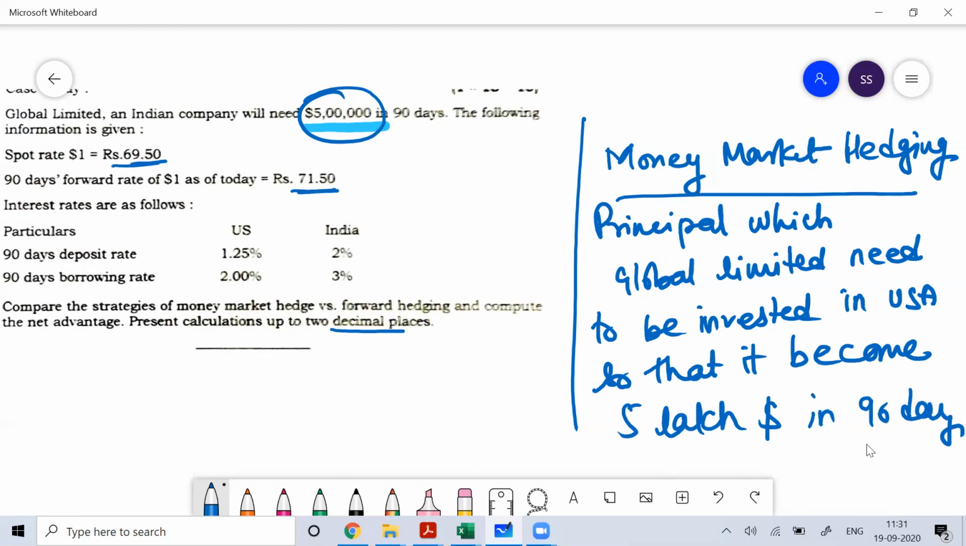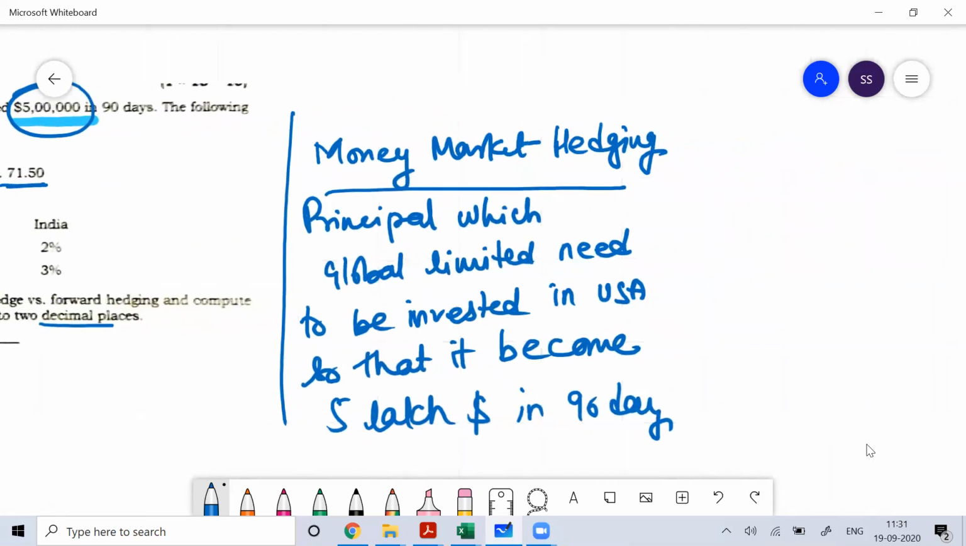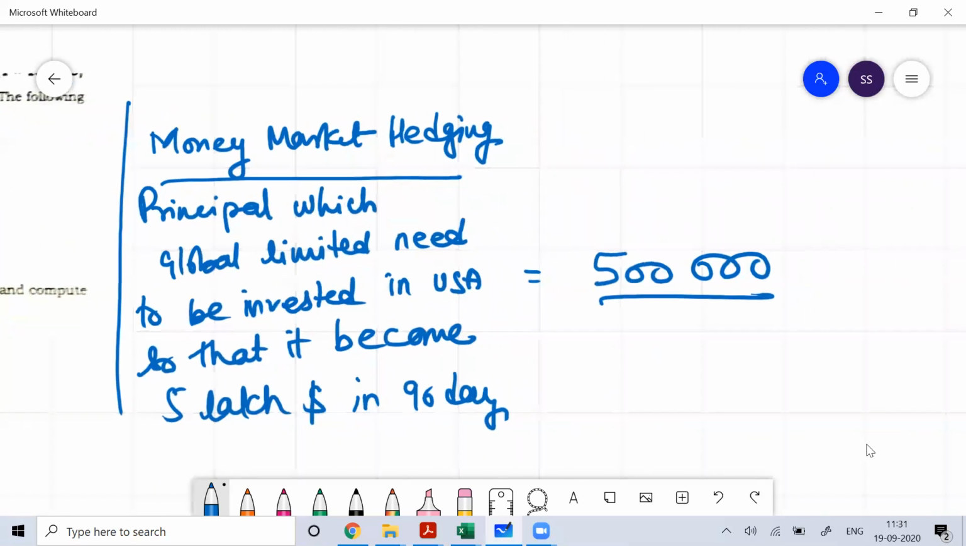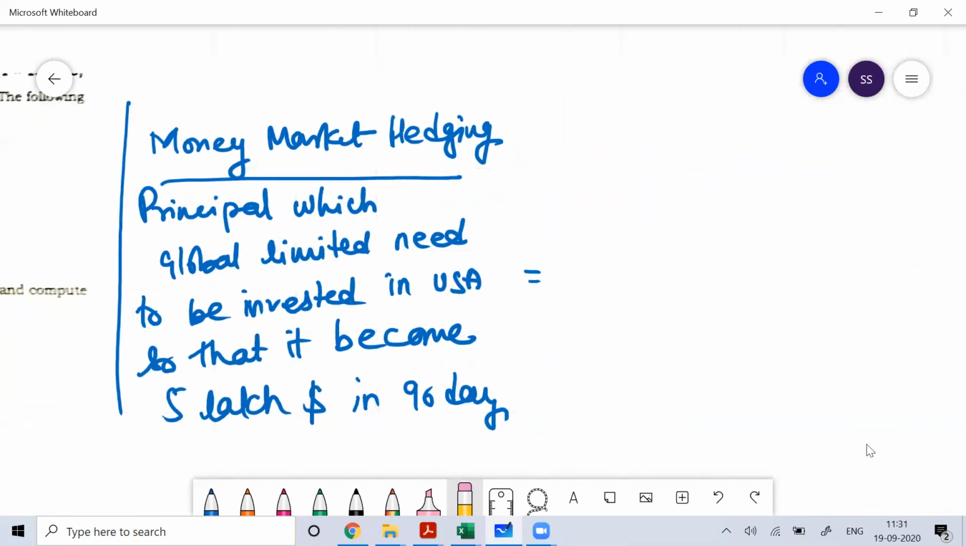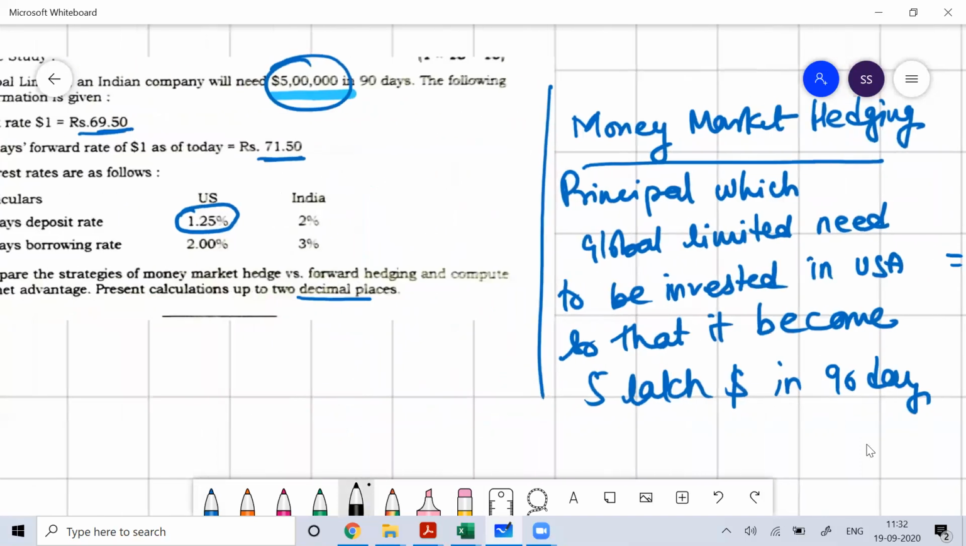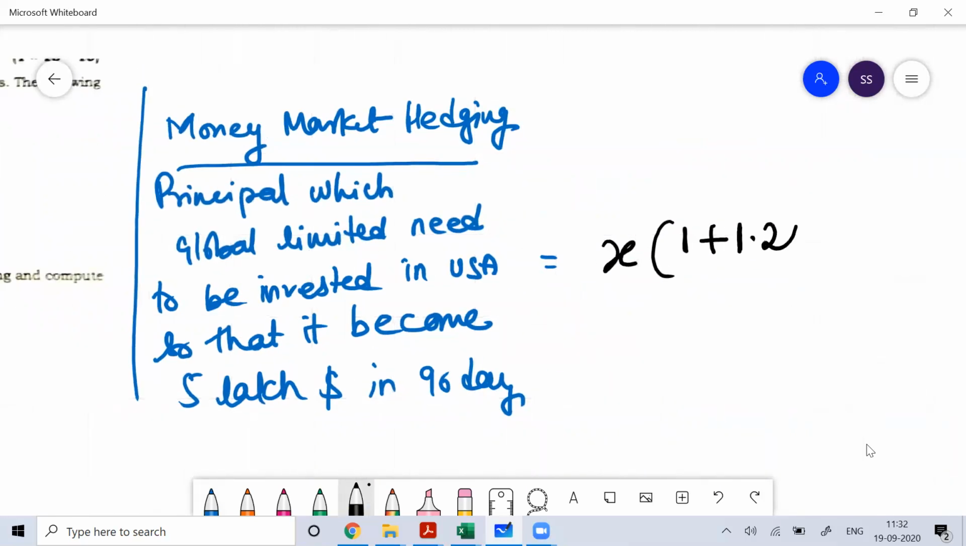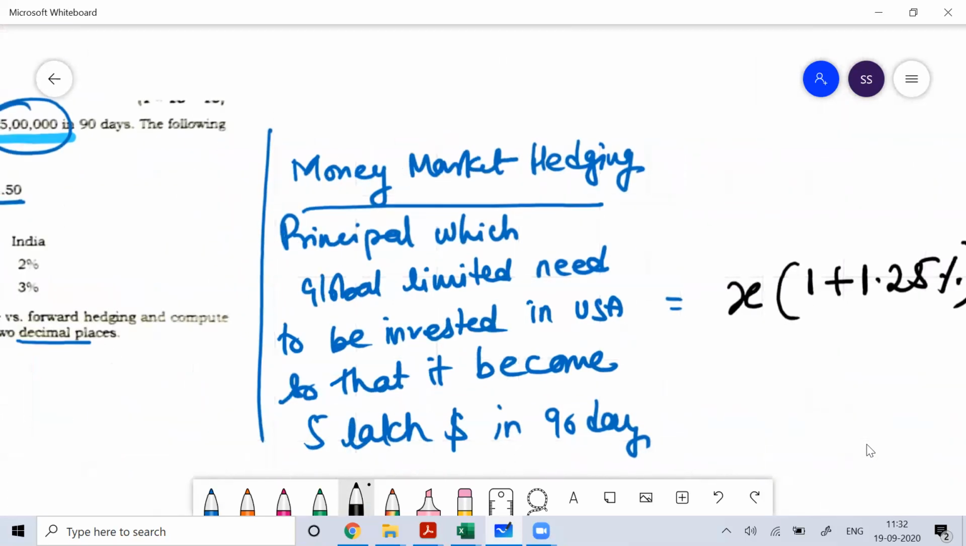So how much money do they need to invest? You know the deposit rate in USA for 90 days is 1.25%. So they need $5 lakh. How much should they invest so that the money will grow to that? Let me write it the other way, otherwise you get confused. Suppose the principal is X, and the rate of interest in USA is 1.25% for deposit. So that should become $5 lakh.